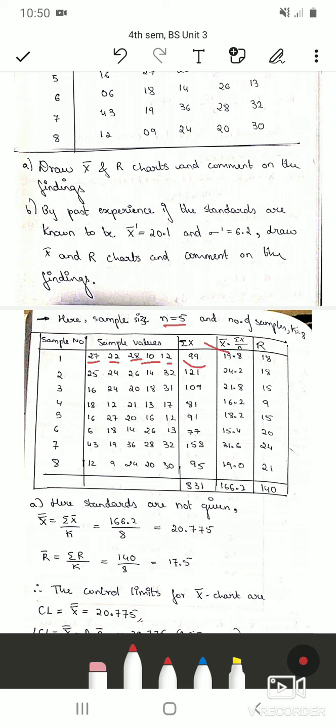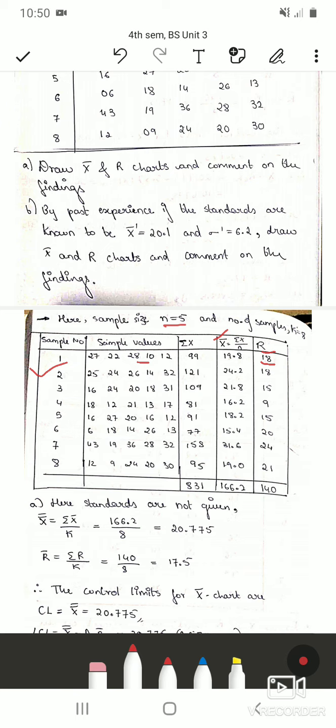Therefore X bar is summation X by n. Summation X we got 99, divided by n, which is 5. So 99 divided by 5 will give you 19.8. So we got X bar for the first sample. Then what is R? R is range. So it is highest value minus lowest value. In the sample, check, the highest value is 28 and the lowest value is 10. So 28 minus 10 is how much? 18. Therefore this is your range.